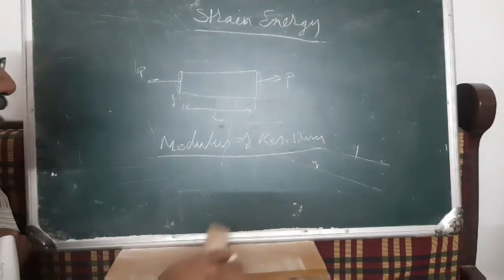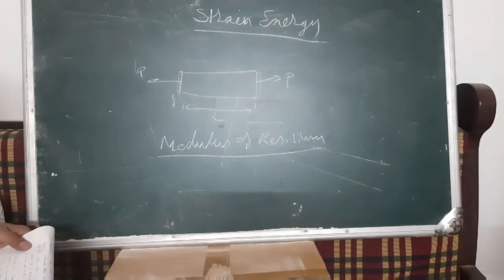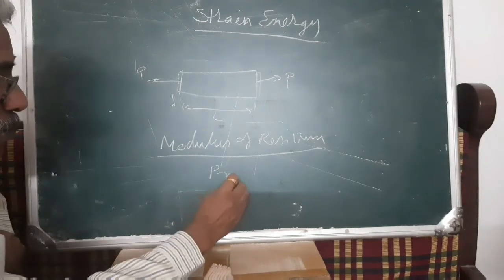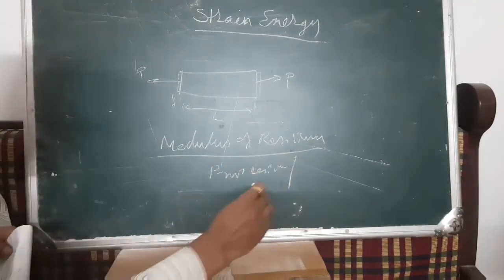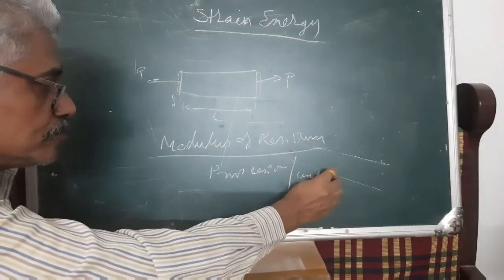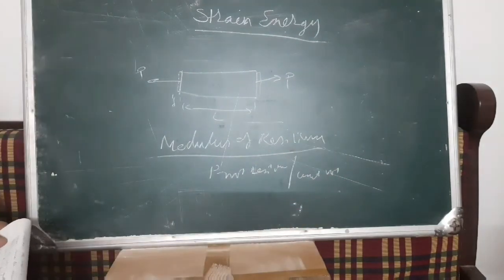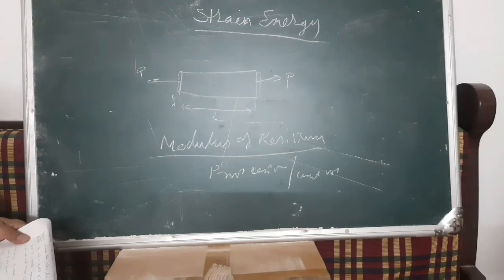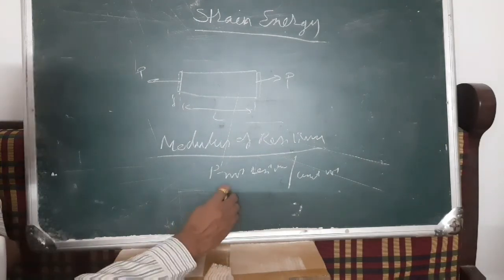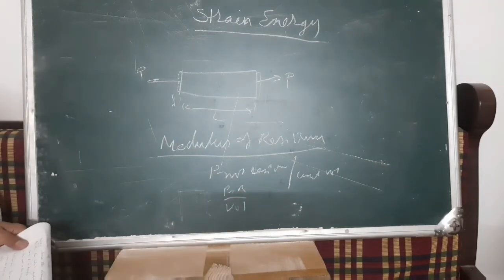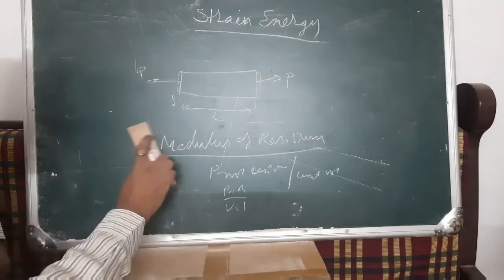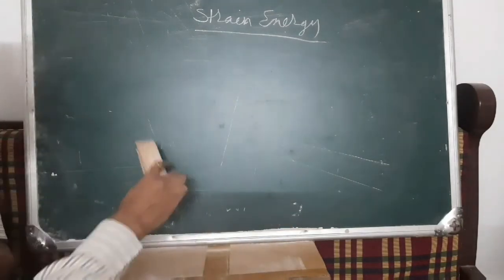These are the standard definitions you can see in the book. The modulus of resilience is defined as the proof resilience of a material per unit volume. That is, the modulus of resilience is the proof resilience divided by the volume of the element or volume of the body. So these are the standard definitions which will be required when we go for strain energy.